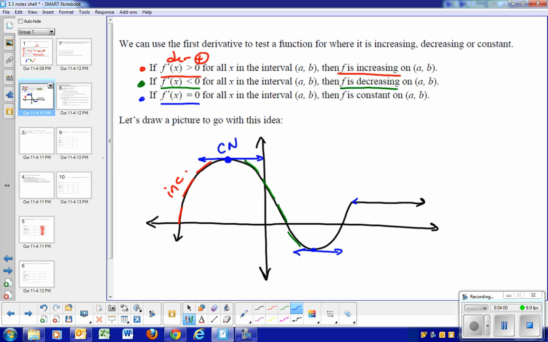And then over here, in this whole section right in here, we have a derivative that's equal to 0, and so that function is constant in that interval. These two spots here are critical numbers. It's where the function changes from increasing to decreasing or from decreasing to increasing. And those end up being extrema, as you can see in the picture. So the first derivative does tell us some things about the shape of the function in terms of uphill versus downhill versus flattening out.